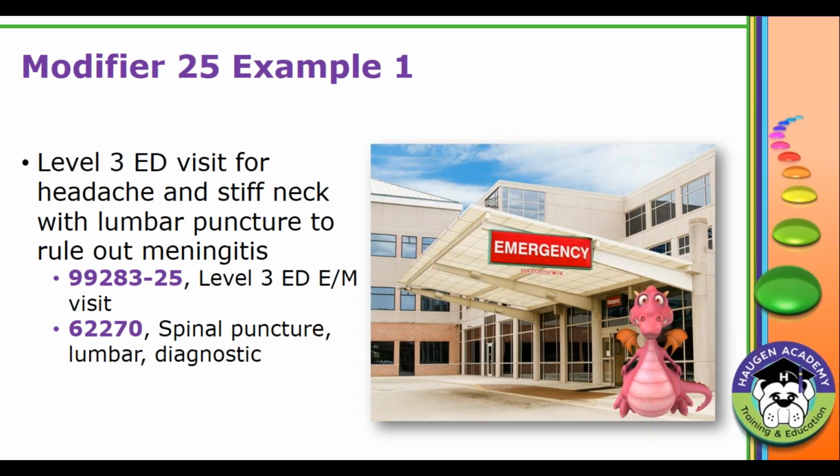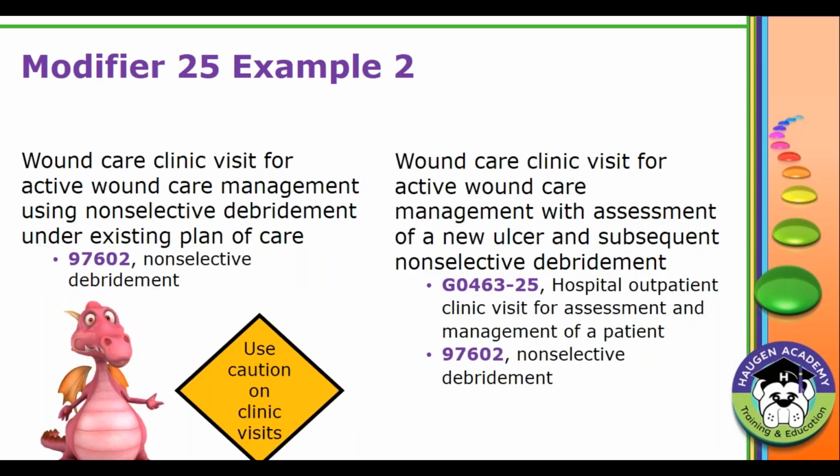And then he decides based off of all of that they're going to do a spinal puncture. So in this case, we can add a modifier 25 and it goes on the E&M code. Now, clinics are a lot harder, and I've seen modifier 25 be misused in wound care clinics since it is one of those clinics where we see procedures.